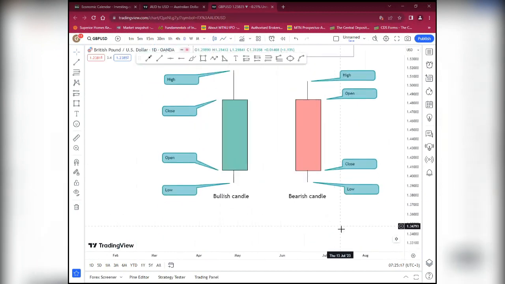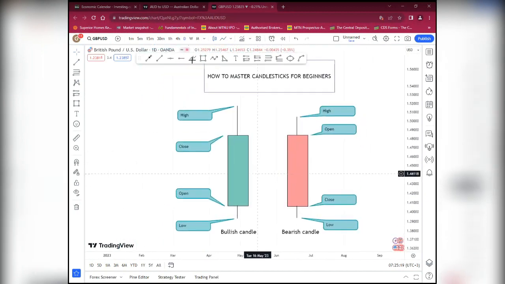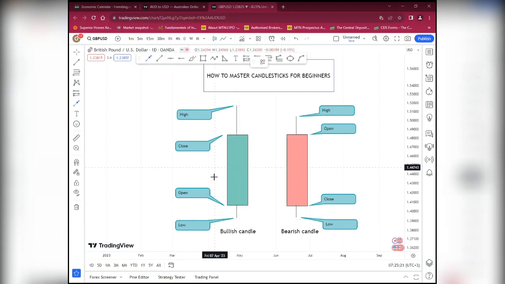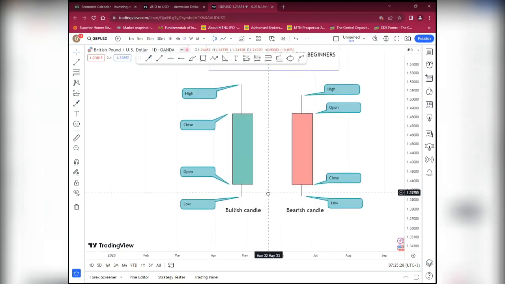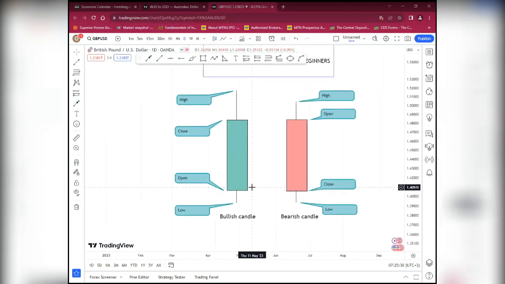So this is what is known as a bullish candle. Why? Because of the things that I'll tell you. Most people prefer the normal one, that's the green for a bullish candle and the red for a bearish candle.